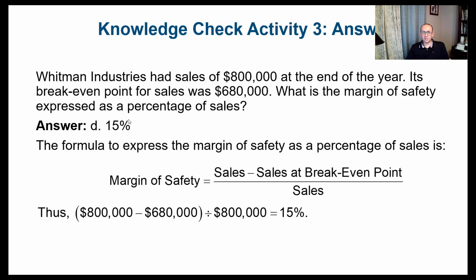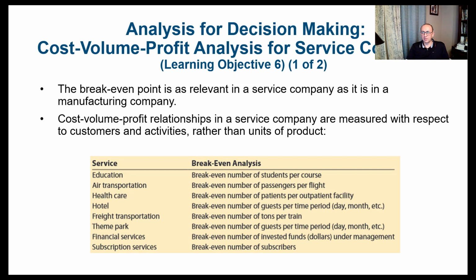The very last part of this chapter is just an analysis for decision making. And here we're going to see the cost volume profit analysis for service companies. Everything we've been talking about so far has been based on sales. But how about service companies? Companies that provide services like universities, hospitals, and things like that. So the break-even point is as relevant in a service company as it is in a manufacturing company. The cost volume profit relationships in a service company are measured with respect to customers and activities rather than units of product.